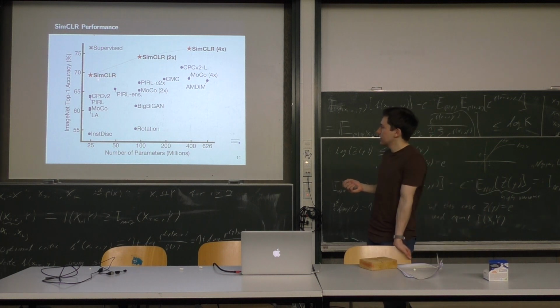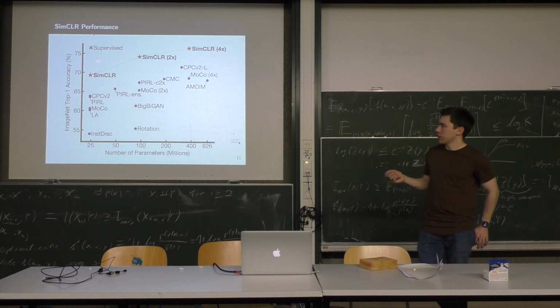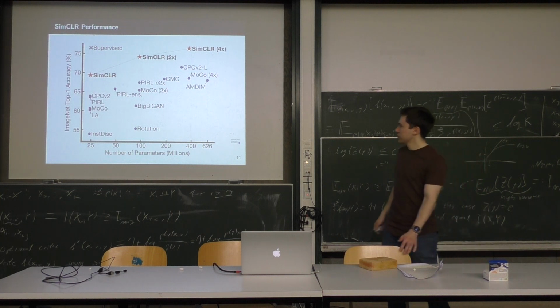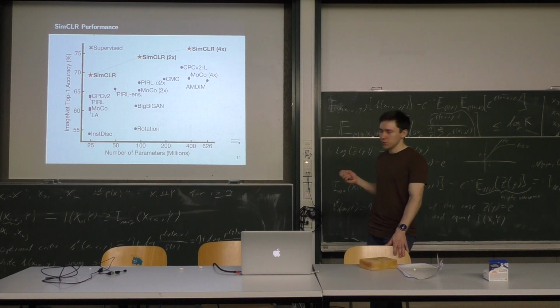Before I tell you exactly how they did it, here's a graph about the performance compared to other methods. Here is top 1 accuracy on ImageNet, the classical evaluation for representation learning on images, and here the number of parameters, and we see SimCLR is better than all the rest. Almost as good as a tiny supervised model. Some of them here, like MoCo, actually also use contrastive learning, but they do it in a complicated way, which actually isn't so good. But next week you will learn about the successors of MoCo.